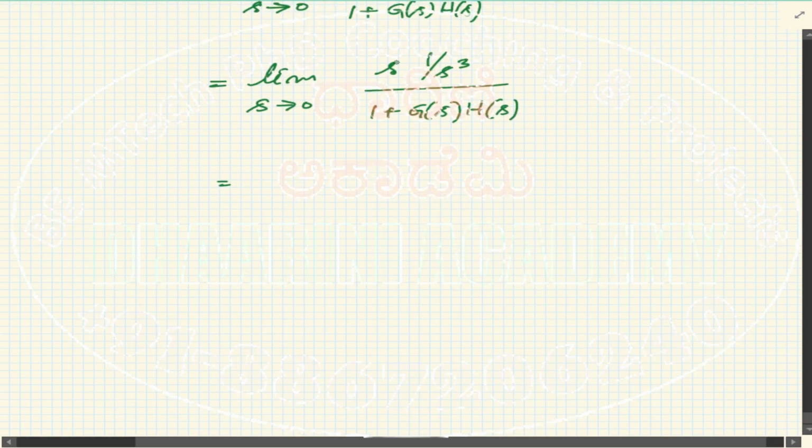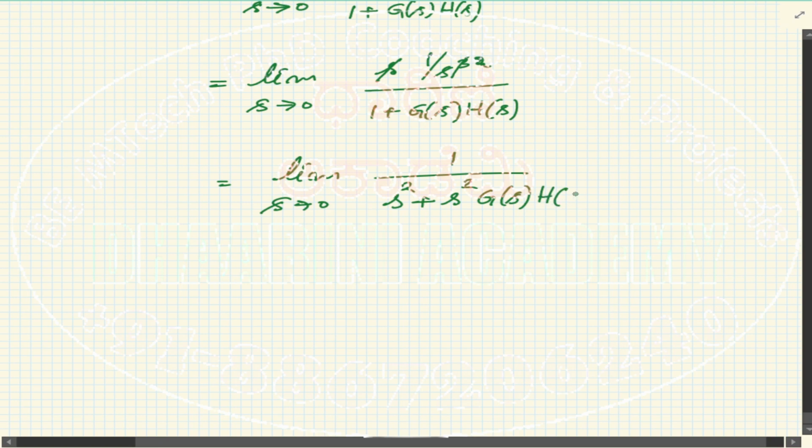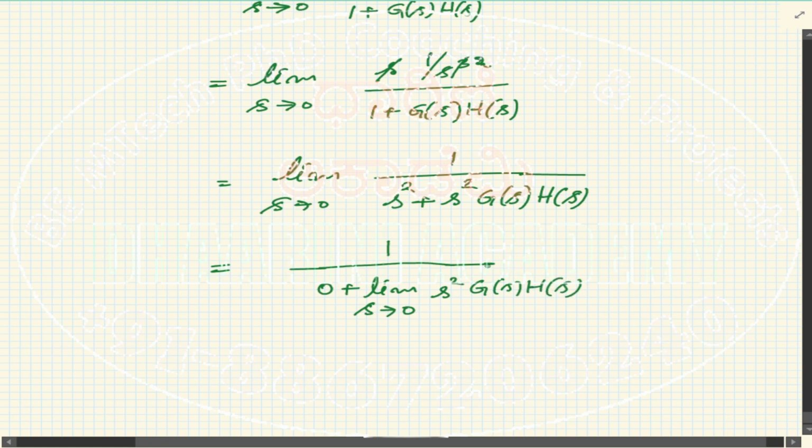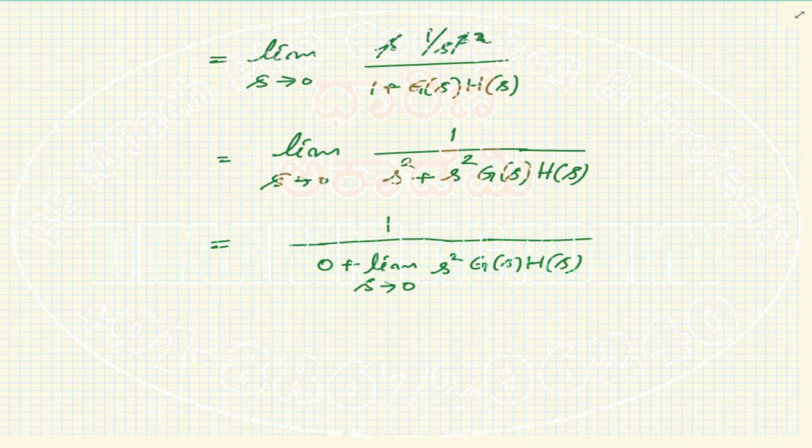All right, so now the s and the s cube cancel with the s square. The s square goes to the denominator, so this is limit s tending to 0, 1 divided by s square plus s square into G of s into H of s. Now 1 divided by s square directly becomes 0, plus the limit as s tending to 0 of s square G of s into H of s. So G into H simply is Kp, right? Then what should s square into G into H be?